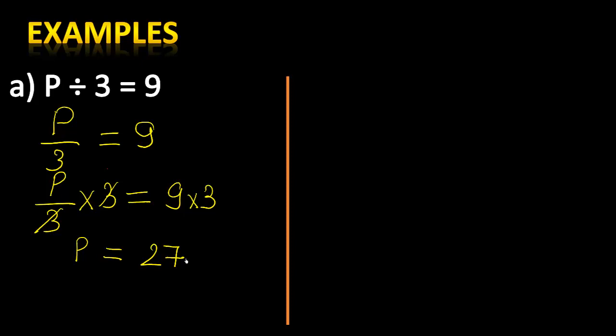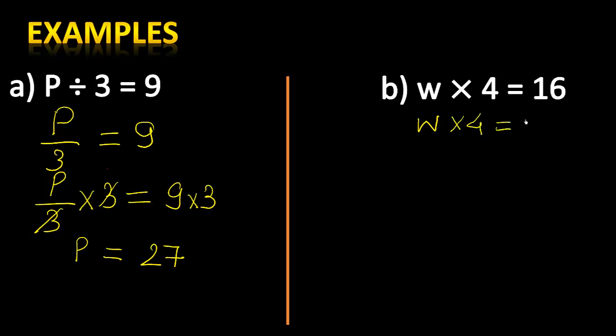Let's see what our next example is. w times 4 is equal to 16. Let's divide it. So it's going to be w times 4 by 4. Let's divide the other side also. Now this would cancel out, which leaves w. And if you remember the 4's table, 16 comes at 4. So that means 4 times 4 is equal to 16. So that would be cancelled out, and 4 is left. w is equal to 4.